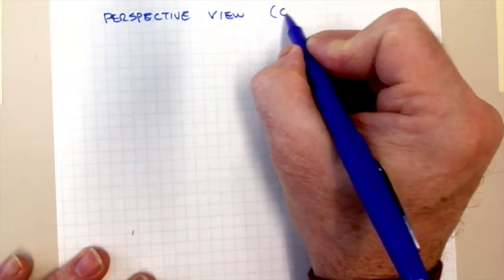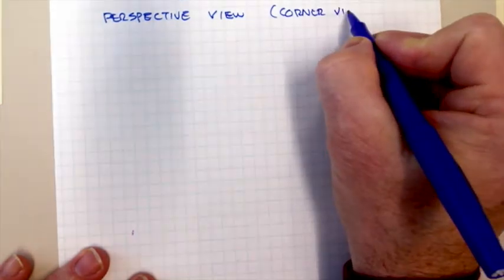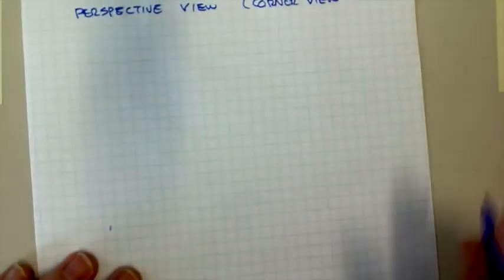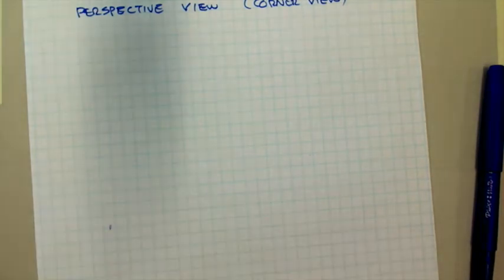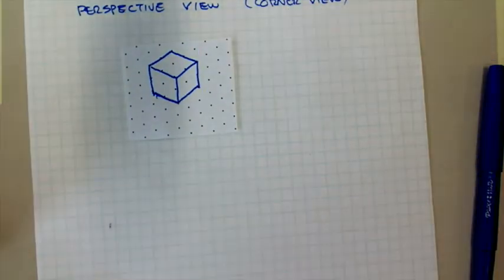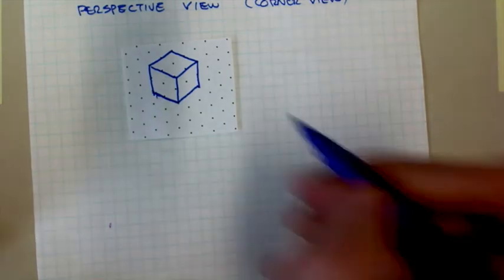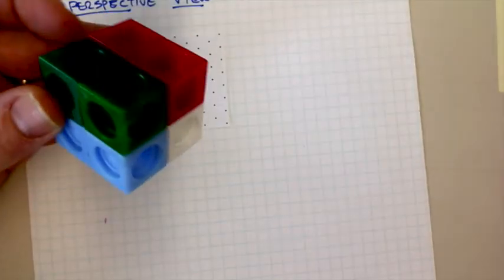In the old days, it might have been called a corner view. Okay. So what I have here are some sketches of some shapes that we're going to do in perspective view. Perspective view. So really, I'm just looking at this cube.